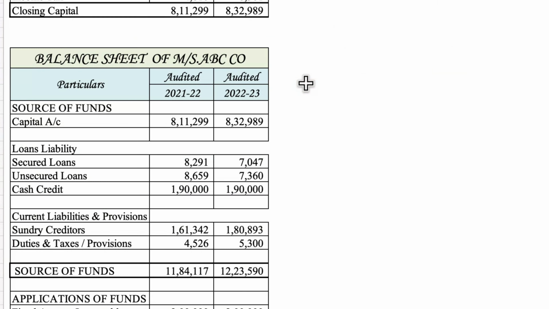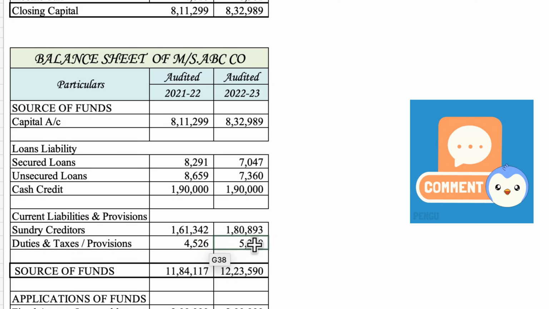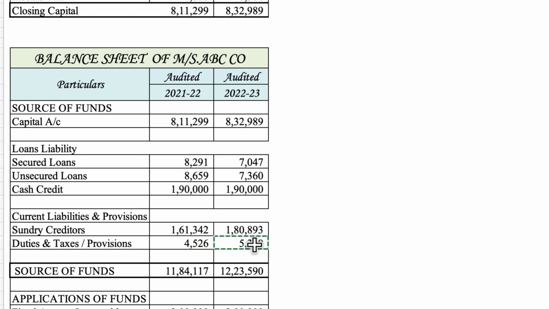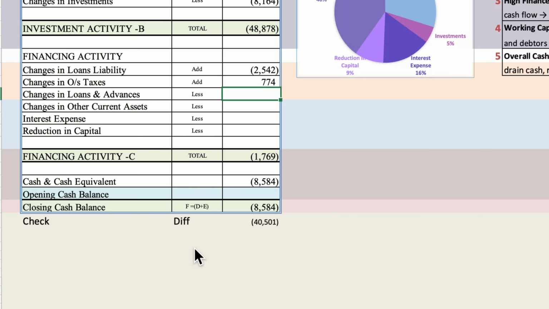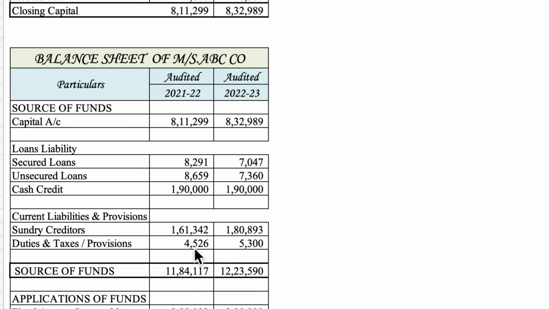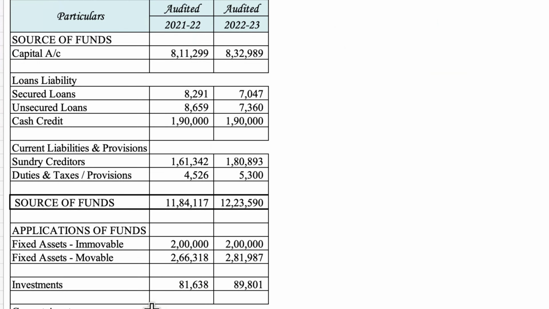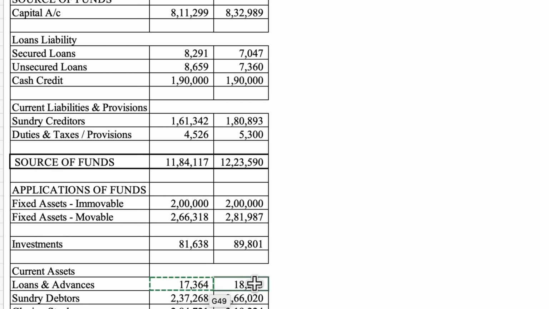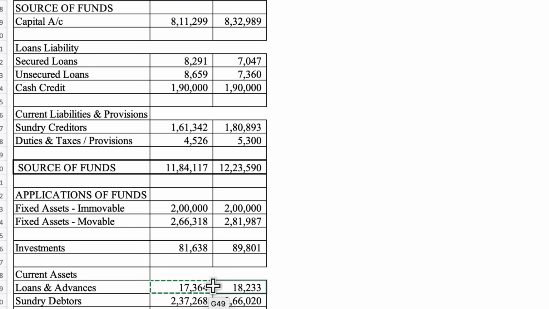Next, changes in outstanding taxes. So duties, taxes, provisions increased and we have not paid yet, so no outflow happened, so it is positive for us. Changes in loans and advances. Here we can see it is increased compared to previous year. So when it is increased, it means we have given more loans and advances, so cash outflow happened, which is negative for us. We'll show it as a negative number.